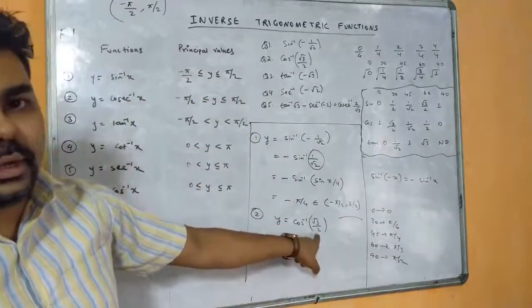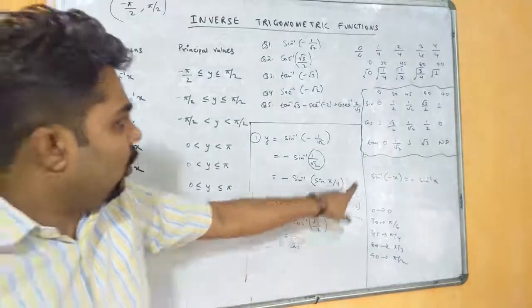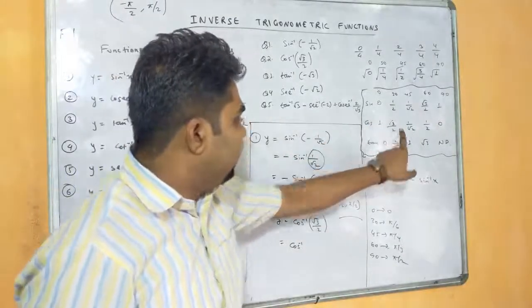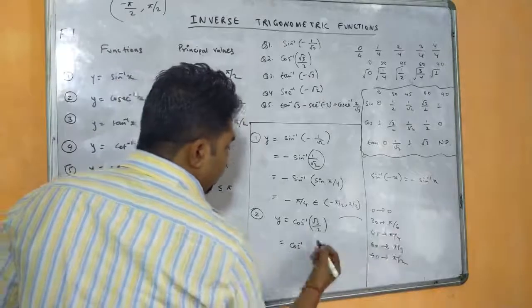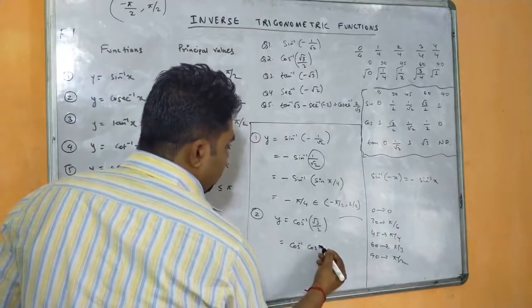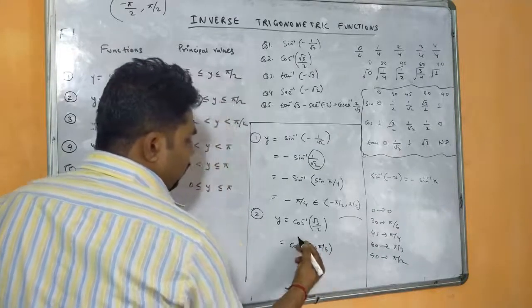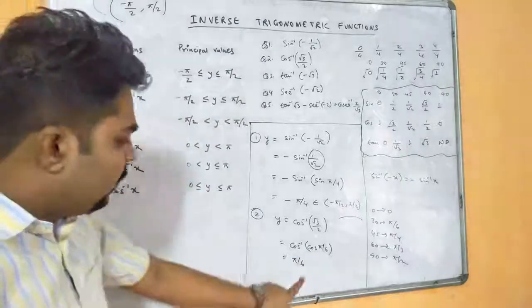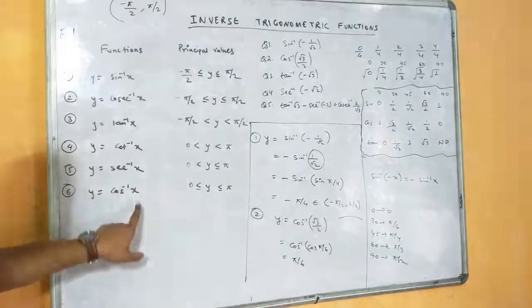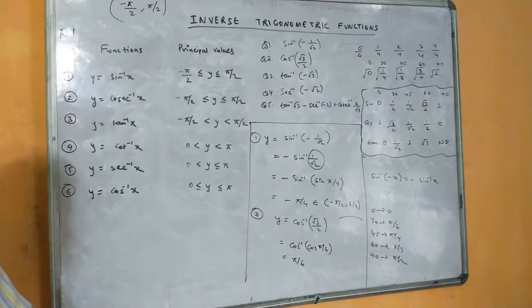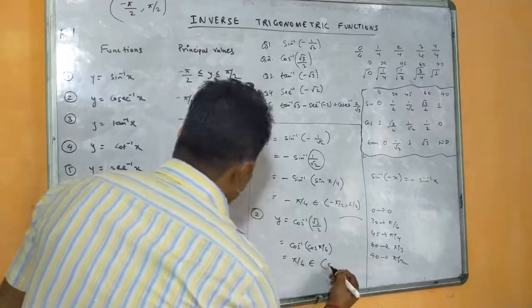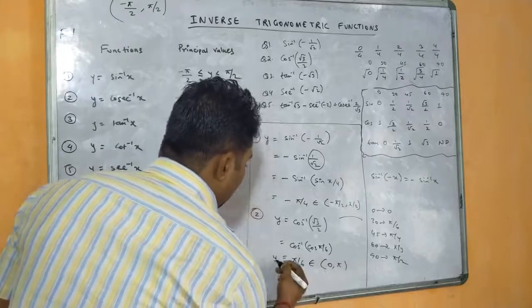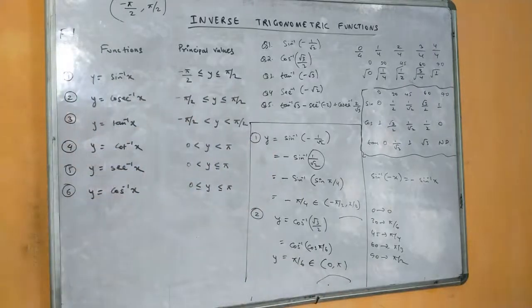So when it is root 3 by 2, that is cos 30. So cos 30 can be written as what? Pi by 6. So we need to write here cos pi by 6. So cos and cos inverse will get cancelled. What we will get here? Pi by 6. Pi by 6 means 30. So 30 is lying between 0 and 180, yes. Therefore it belongs to 0 to pi. This is our answer. Likewise we will be solving for the other values also.